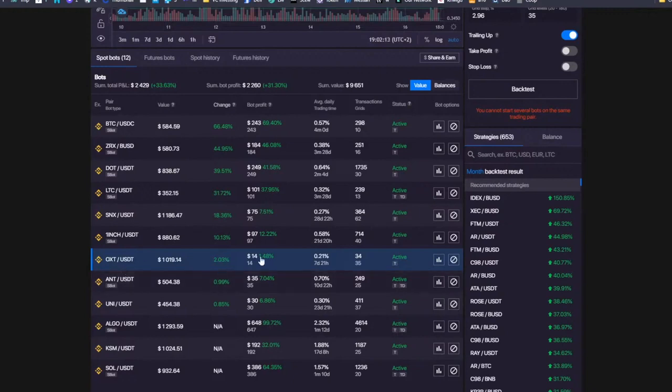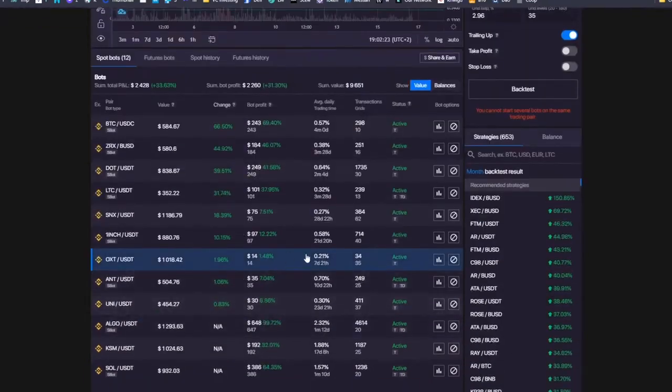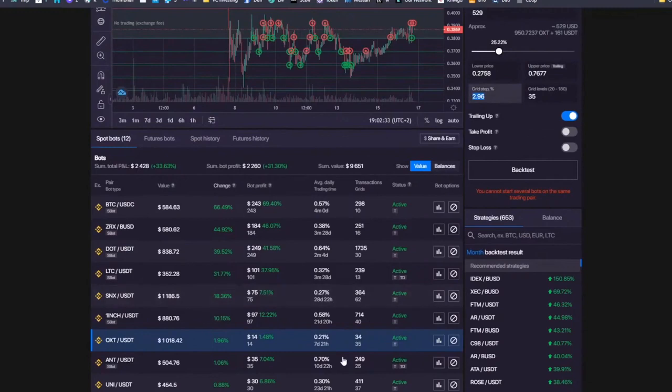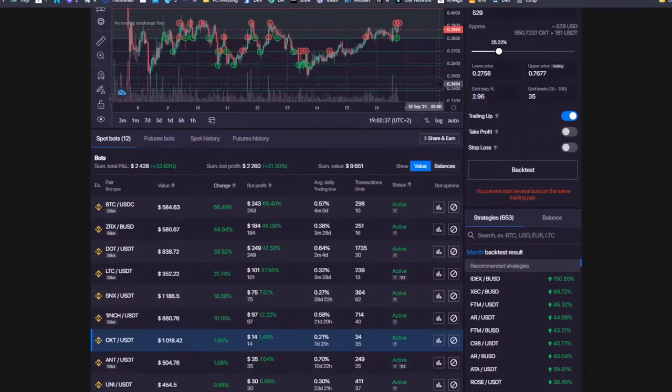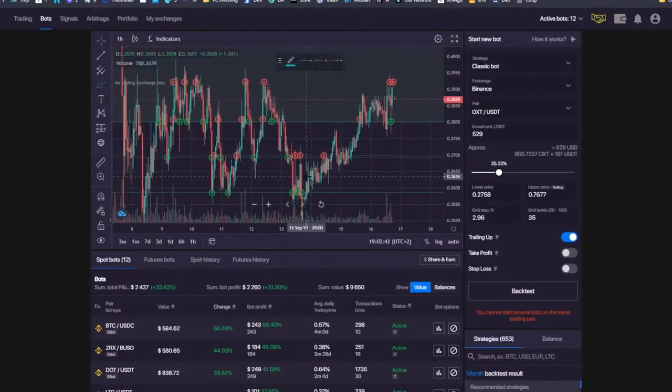That's the Orchid protocol. Not really satisfied with the results as of now, due to the lack of volatility on this coin, and maybe I should have configured it with other parameters. So I have 2.96 as a grid step for the OXT. Maybe I should have put a lower gap, so that way I could monetize on these minor price swings we had on this coin.